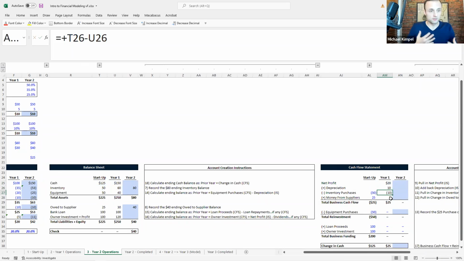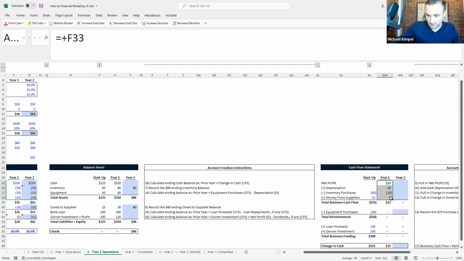But in financial modeling, you're always looking for ways to speed things up a little bit. This is actually an area where we could speed things up. So what I'm going to do as an alternative is highlight the entire range from F25 down to F28. I did that by pressing Shift and then my down arrow key a few times.